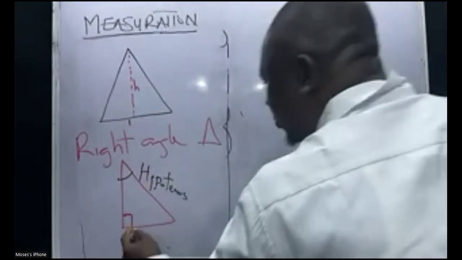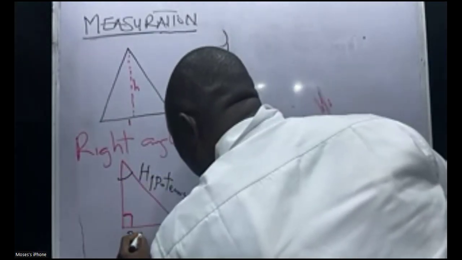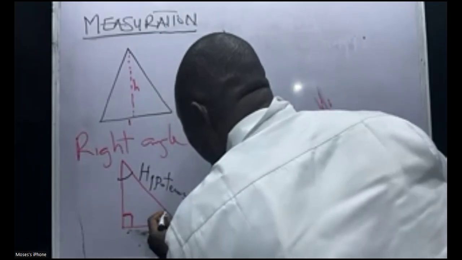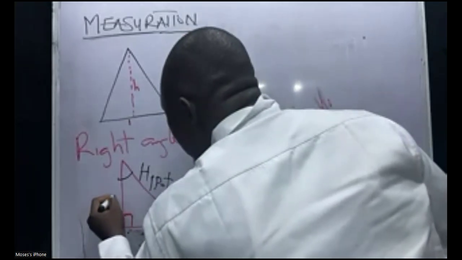This side is going to be the opposite. Or let's say this side. Any side can be the opposite. This is the adjacent.